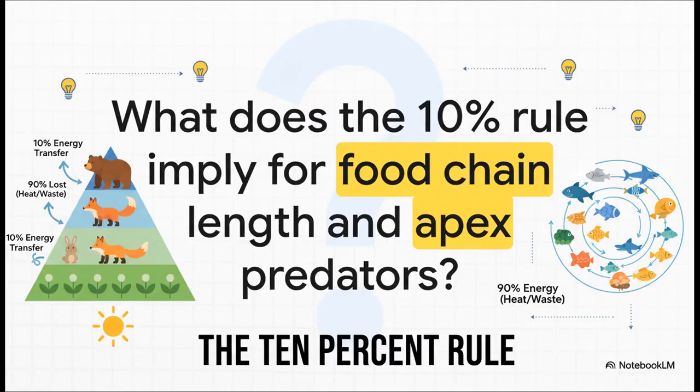And I'll leave you with a final thought. Since so much energy is lost at every single step, what does that mean for how long a food chain can actually be? Why are there no trophic level 10 predators? The answer is all in that 10% rule. Chew on that. Good luck with your revision.